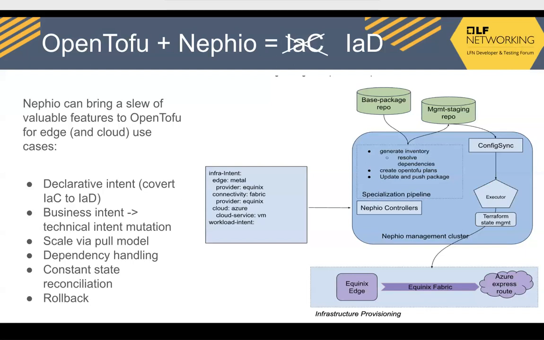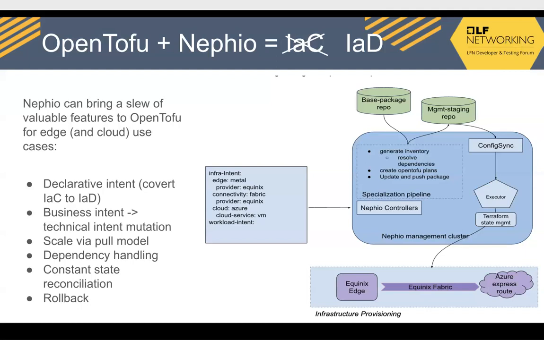And then we have the management staging repo, similar to what we saw in the previous slides. The purpose of this repo is to host the curated packages, which consist of all the OpenTofu plans that are required to create the infrastructure topologies. Of course, these packages are version controlled because they are in Git. And then we have Config Sync, which reconciles the packages from the management to the staging repo.